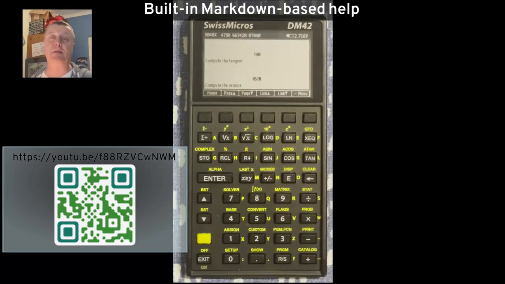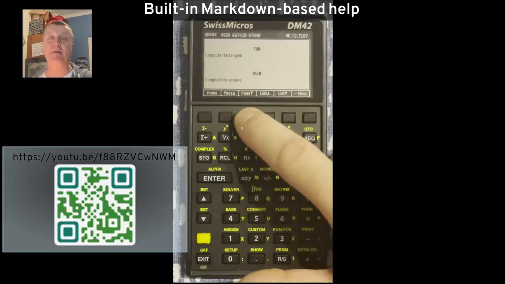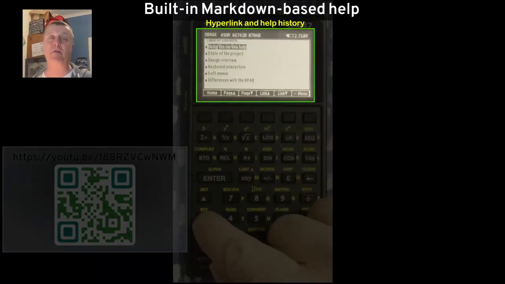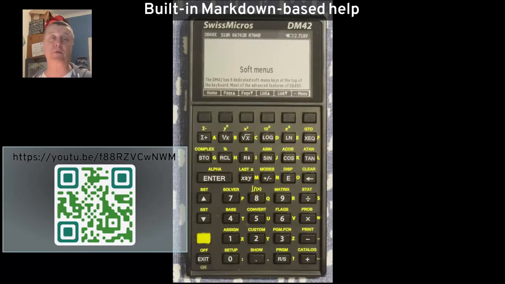There is a built-in markdown help if you hit a key and keep it held. So here we are seeing the help for that function, and then we can explore the hyperlinks. It's all markdown based, so we can reuse the same help for the GitHub repository and for the calculator itself.